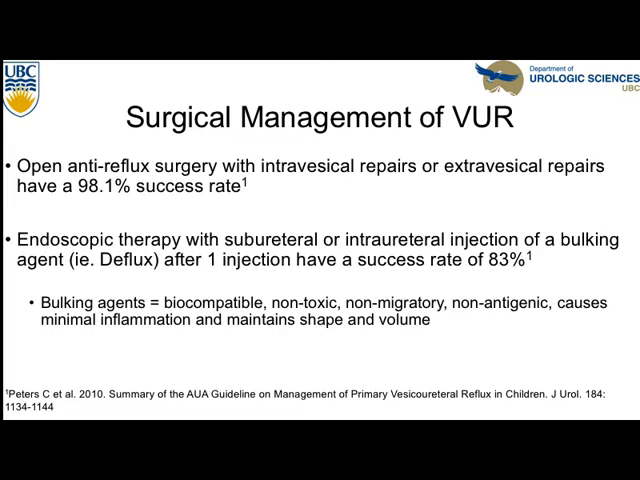In 2001, Deflux was the first bulking agent to be approved for treatment of VUR in pediatrics. Success rates reported after one injection were about 83%. Not as good as the open surgical repair, but definitely less invasive in a sense. Ideally, what you want from a bulking agent is biocompatibility, non-toxic, non-migratory, non-antigenic, causing minimal inflammation, and maintaining shape and volume, or durability.